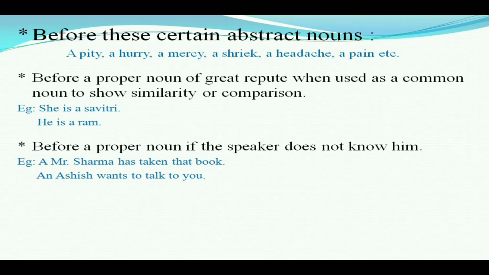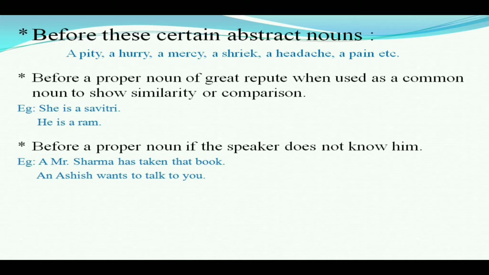Remember one thing, if a proper noun of great repute is used as a common noun to show similarity, its first alphabet is written in a small letter, as I have written in both the words Savitri. Here s is in a small letter. It shows that the noun has been used to show similarity, therefore it has become a common noun. It's not a proper noun now.